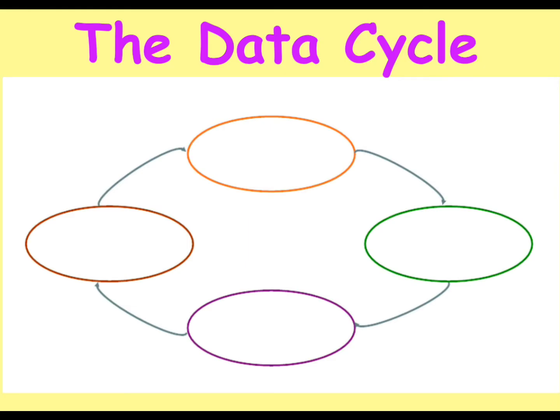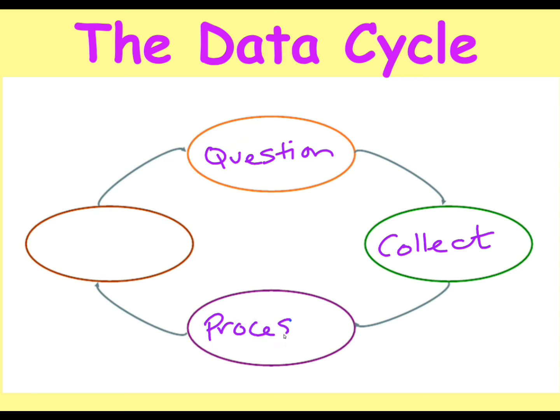So let's have a look at this thing called the data cycle and why we use data. So the reason data exists is somebody has a question that they need answering. For example, what's the average house price for houses in Lancashire? In order to answer that question, we have to go out and collect the information. So we knock on doors, we do surveys, and we find out how much houses are worth. Then, once we've got all that data, we need to process it. So we need to add it all together and divide by the number of people we've asked. So we're working out the mean price.